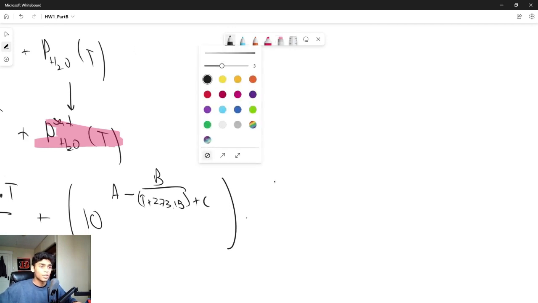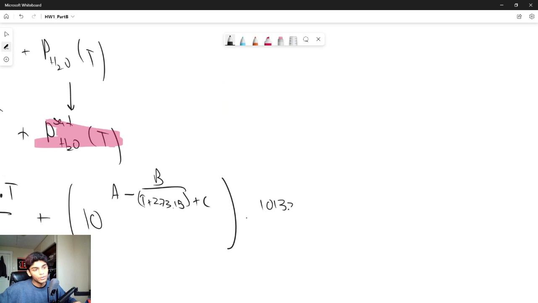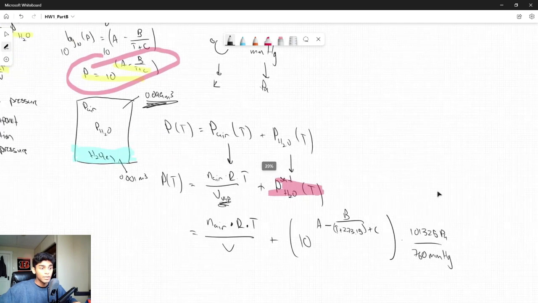So we want pascals on top. 101.325 pascals over 760 millimeters of mercury. And now essentially what we have done is we have derived our equation for finding this pressure that we have at the temperature.